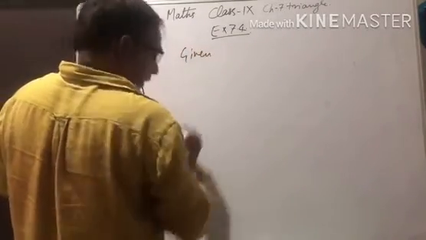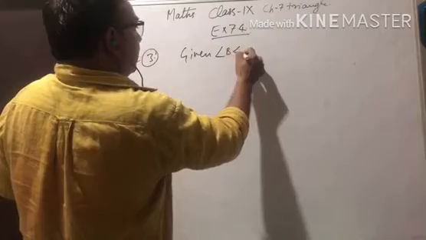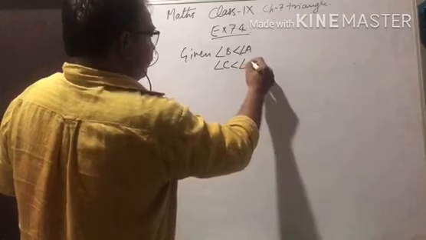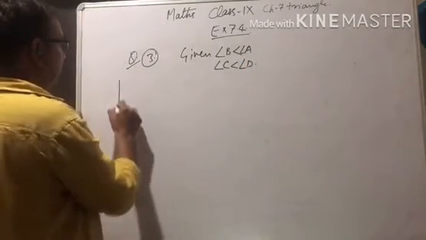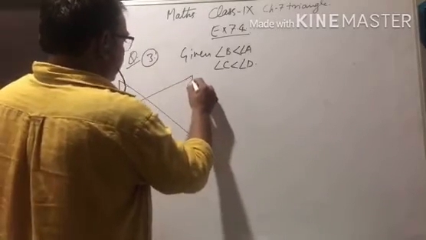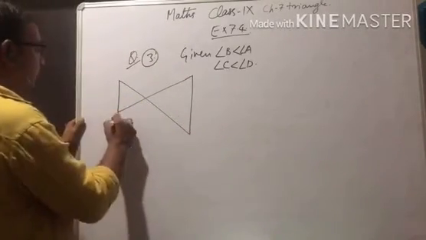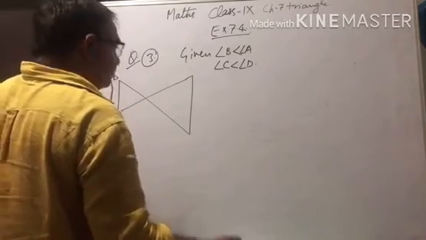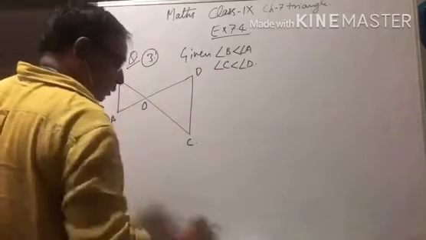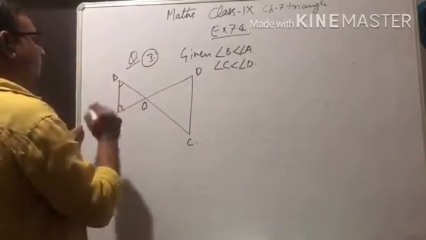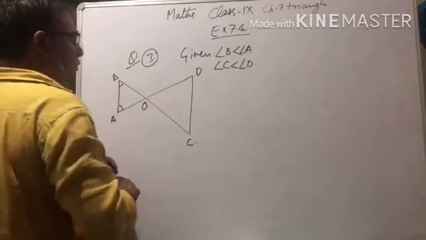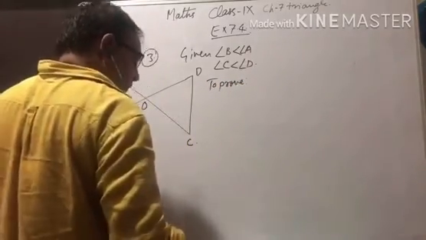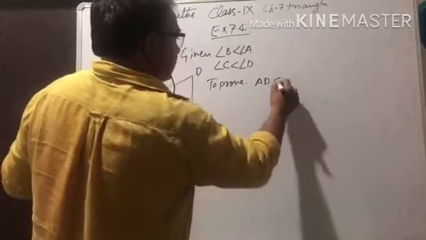Given that angle B is less than angle A, and one more is there, angle C is less than angle D, and the figure is like this: A, B, D here, and C, and the center is O. Now the solution or proof: we have to prove AD is less than BC.